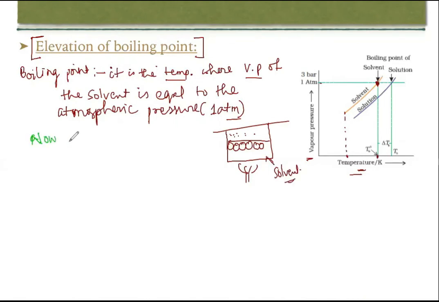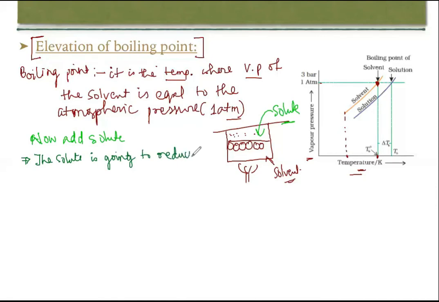Now add solute. We are adding the solute part. As we already discussed, the solute is going to reduce the vapor pressure. After adding the solute, fewer vapors will form, because the solute particles block the evaporation, right? After adding the solute, that will be your solution.